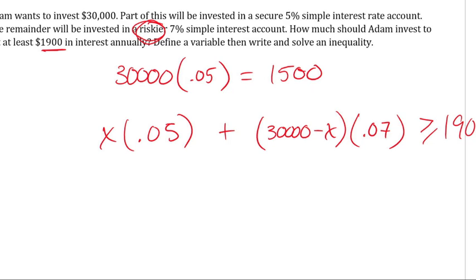Could you solve this inequality? I think you could. It's the distributive property, combining terms, dividing, and it's going to tell you X, which is how much money he should invest. So 0.05x plus 30,000 times 0.07, which is 2,100, minus 0.07x, is greater than or equal to 1,900.